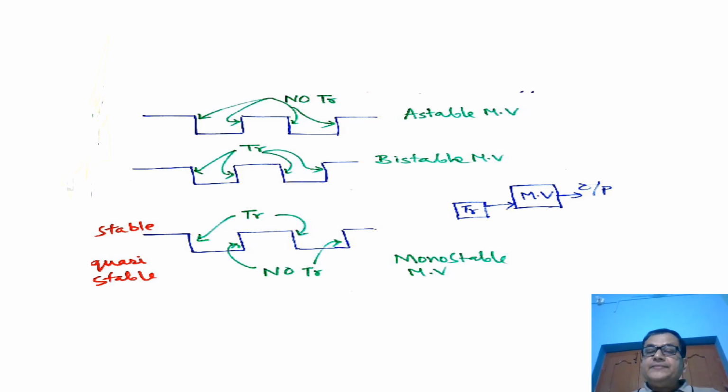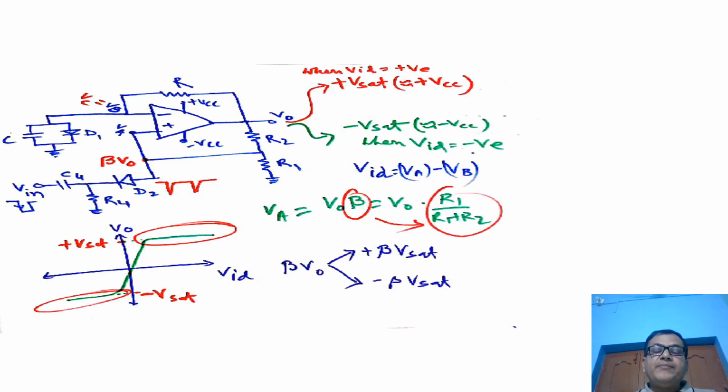Now let us try to understand the working principle of this monostable multivibrator. In this diagram, under this configuration, our stable state is 1. So 1 is our stable state. The output of the multivibrator will be 1 if we don't apply any triggering pulse.